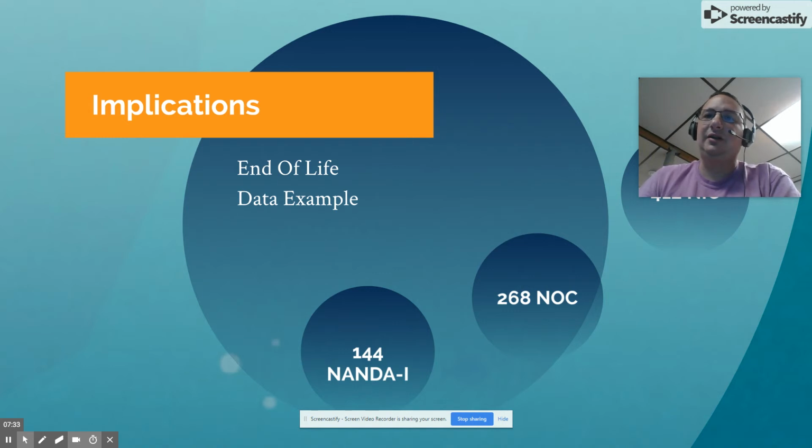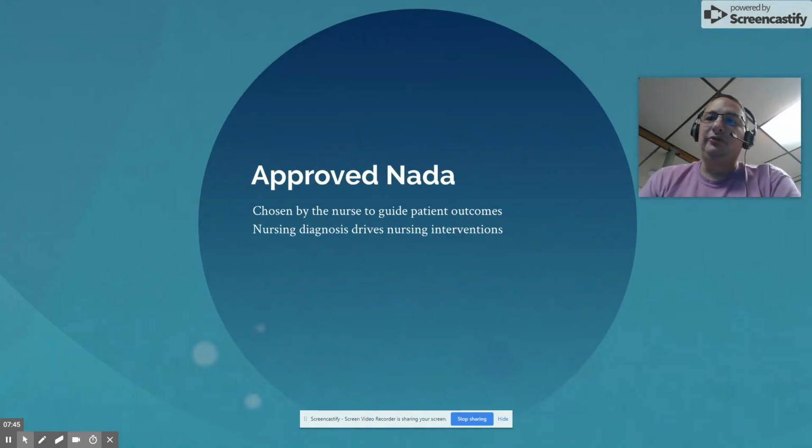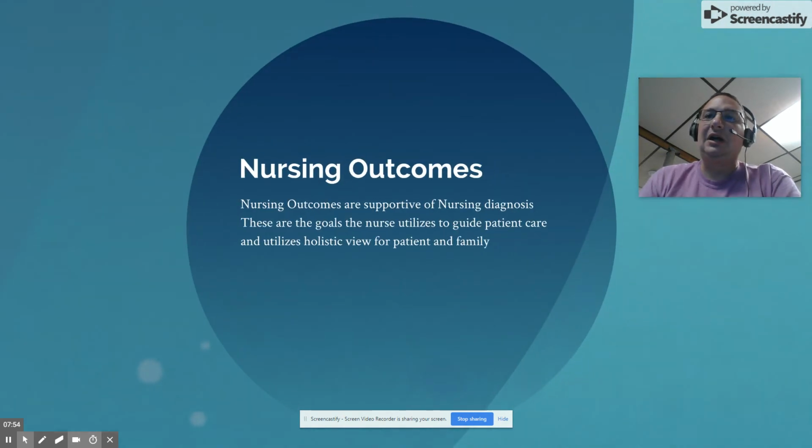So in the study, they also had an end-of-life data example. And for end-of-life care, there are 144 approved NANDAs that relate to end-of-life. So the approved NANDA is chosen by the nurse to guide the patient's outcomes, the nursing diagnosis driving the nursing interventions. In our outcomes, we have nursing outcomes that are supportive of the nursing diagnosis. So like we looked at with respiratory, having the infection prevention, the aspiration precaution. These are the goals that we're trying to make sure our patient meets, allowing us to have a more holistic view of our patients and their families.